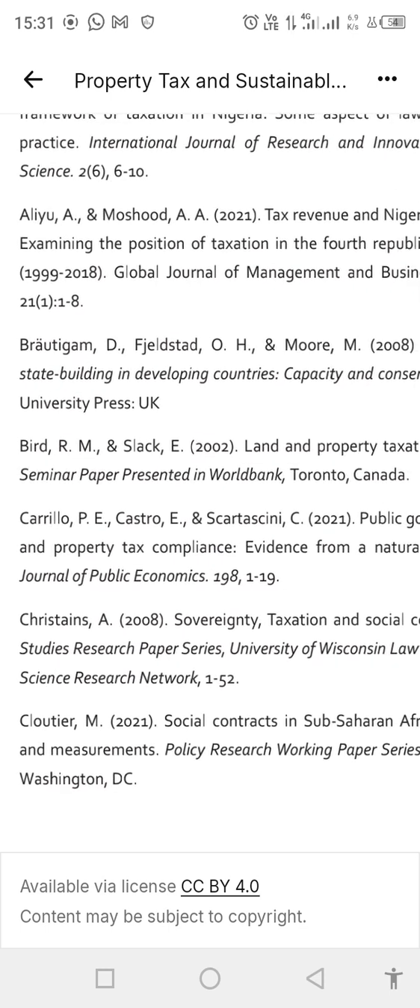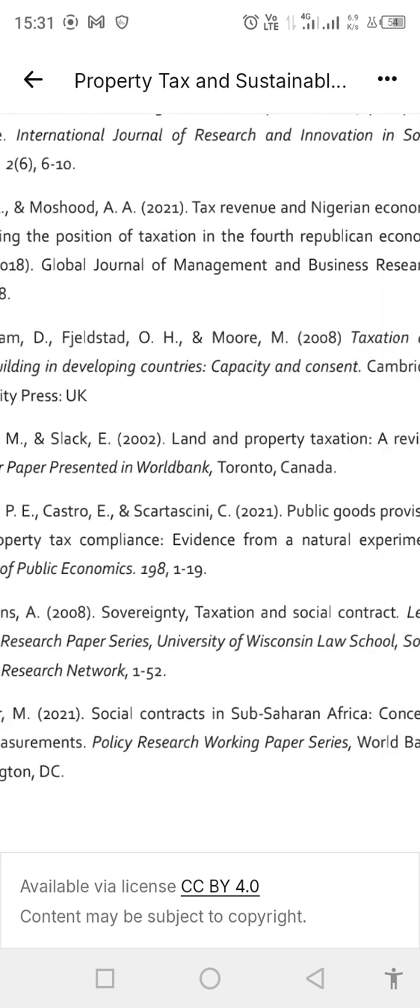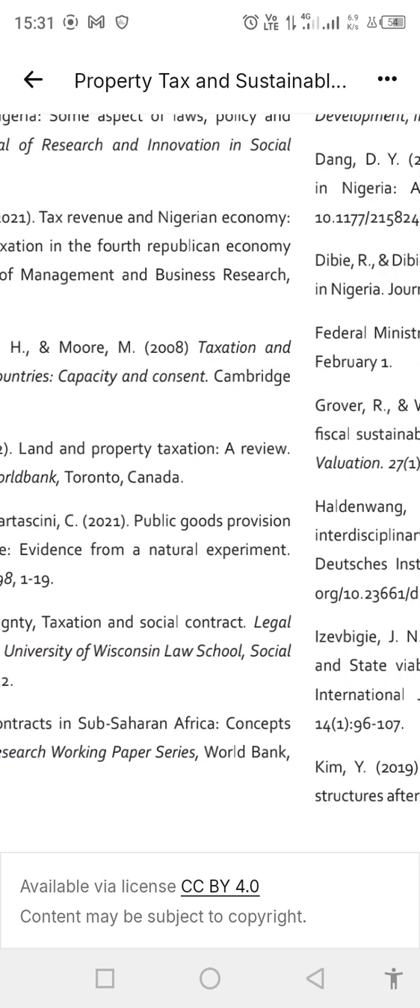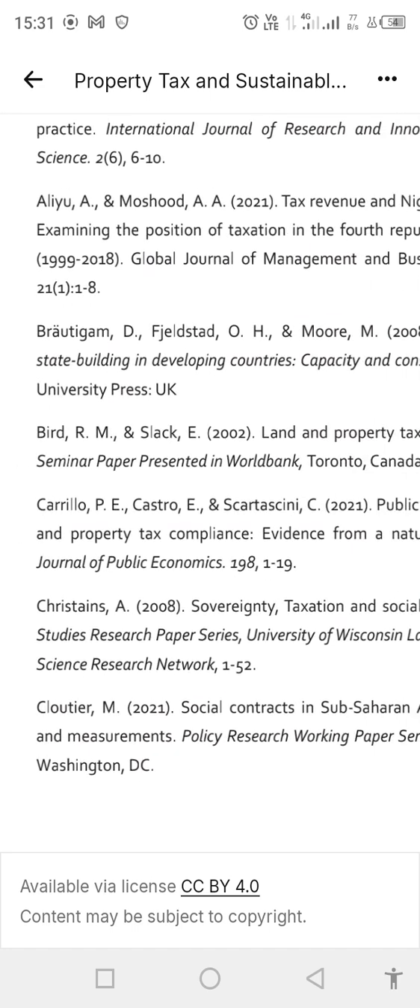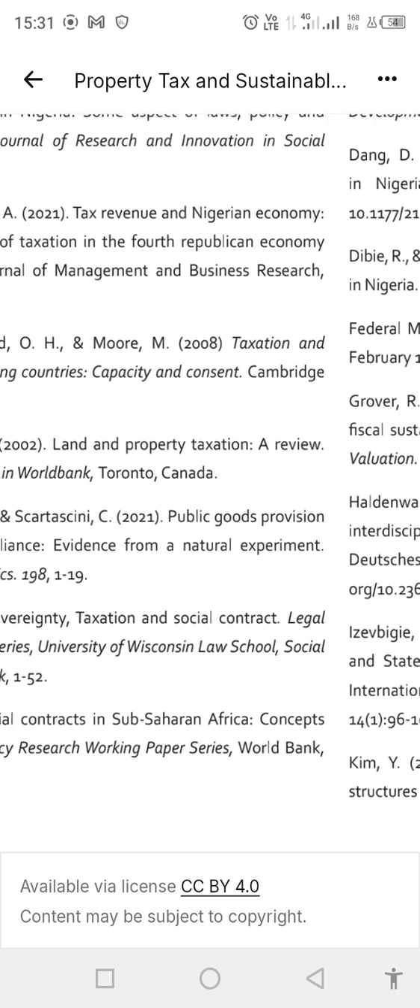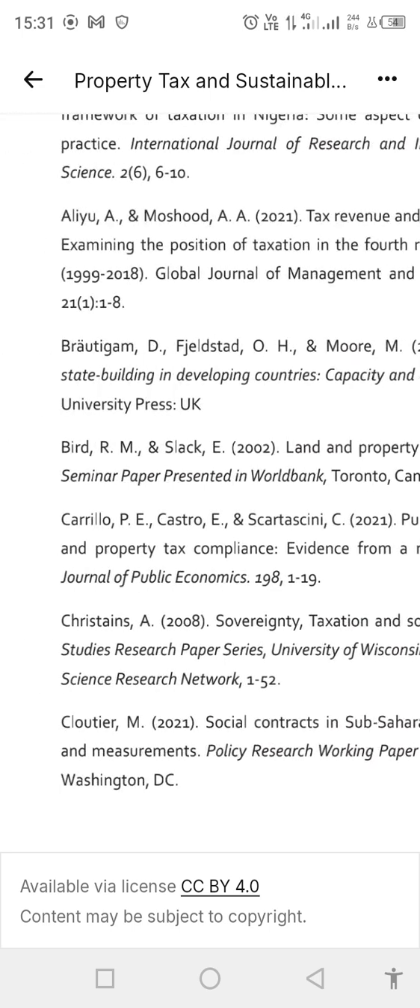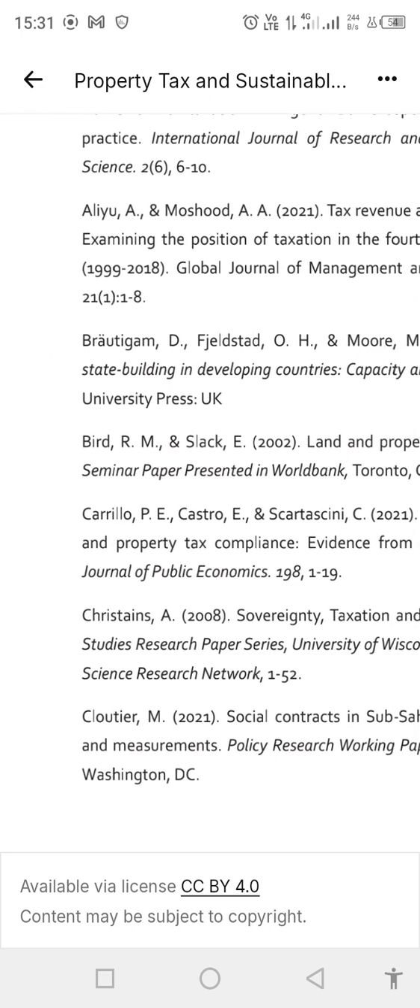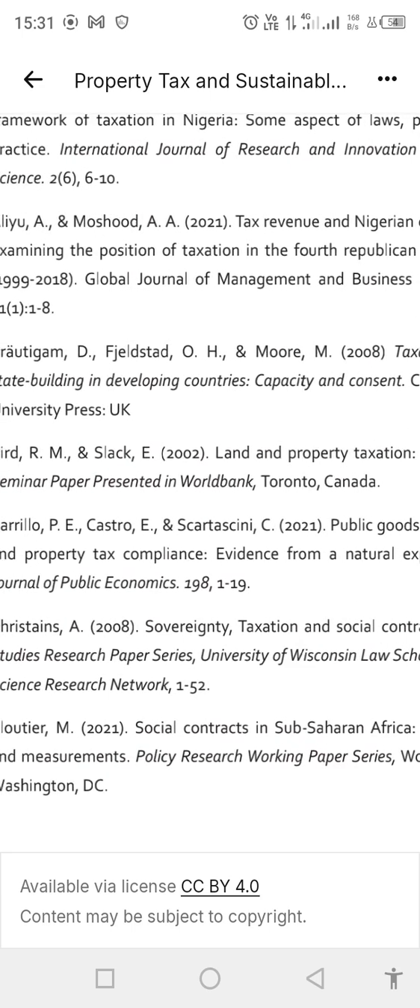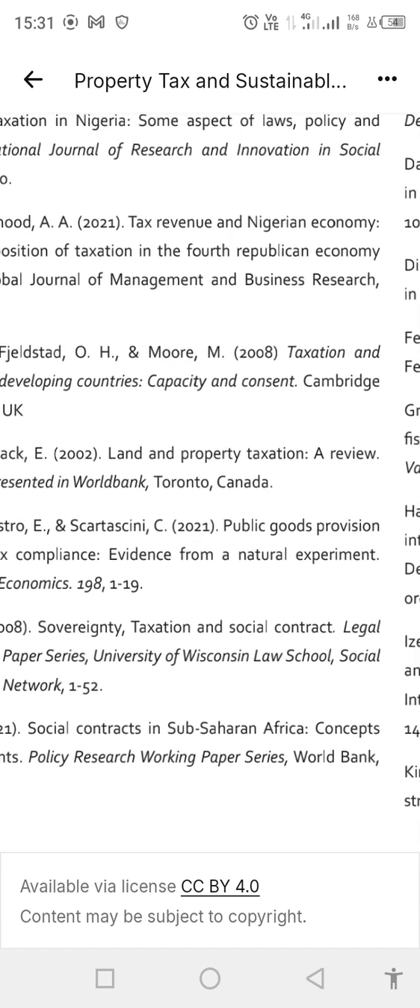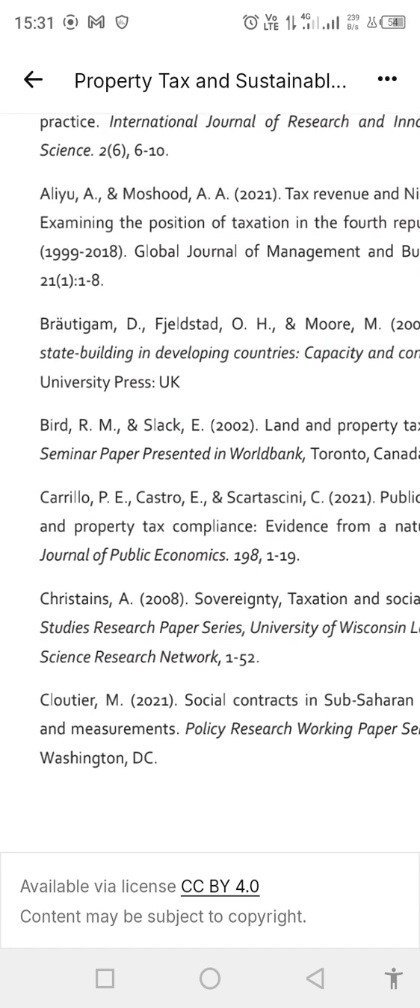And that's what we have here. You can see the names of the authors, the year. This is a mistake. A full stop should be there. And so then we have the title, Taxation and State Building in Developing Countries: Capacity and Context. This particular work was published by Cambridge University Press, UK. Cambridge University Press in the United Kingdom.